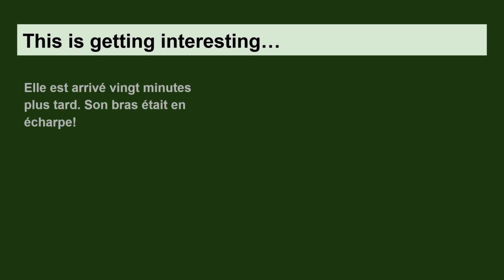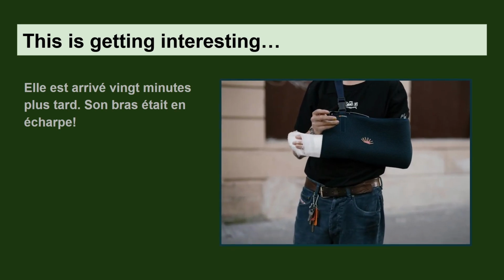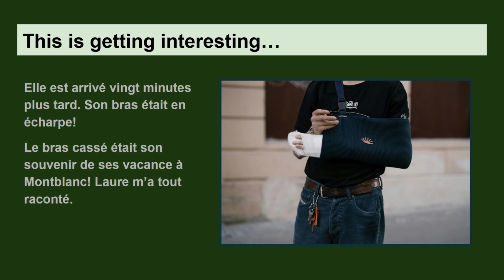Elle est arrivée 20 minutes plus tard, son bras était en écharpe. Now, the arrival obviously is a completed action, but her arm being in a sling is not, because it was in a sling before she got there, and we don't know how long it's been in a sling, so it's kind of a continuing, ongoing situation. It's also a physical condition, and physical conditions are always in the imperfect in the past.